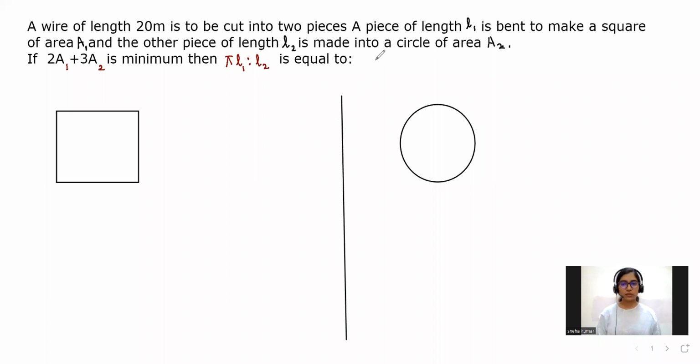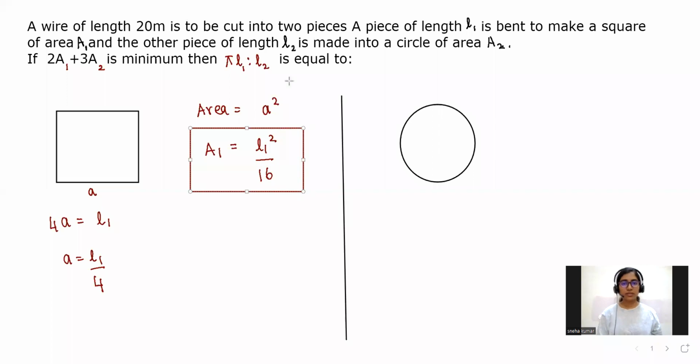Let's try this question here, students. So now I know that the square's circumference is L1. I'll just take the side length of the square to be A. I know the circumference is the perimeter, so 4A is equal to L1. So A in terms of L1 would be L1 by 4. Now, what would be the area of the square? I know area is given as side into side, A square. So the area of the square, A1, is equal to L1 square by 16.